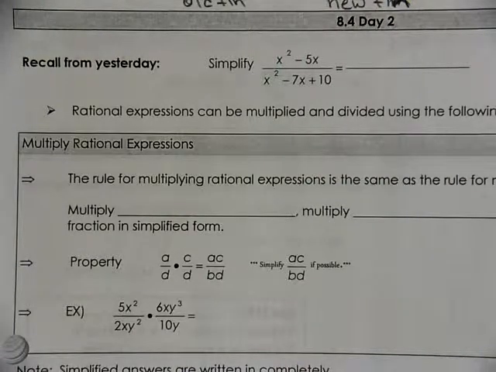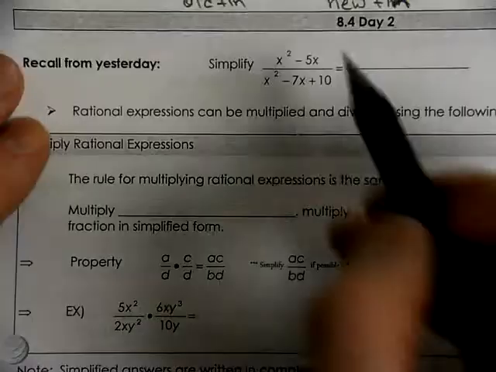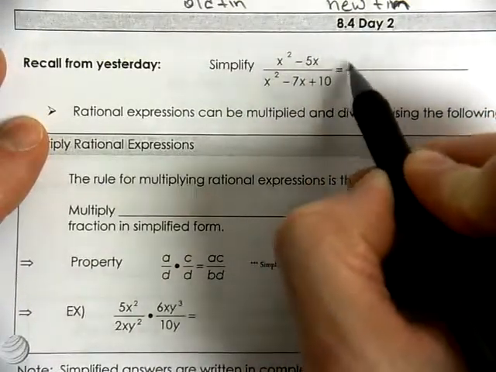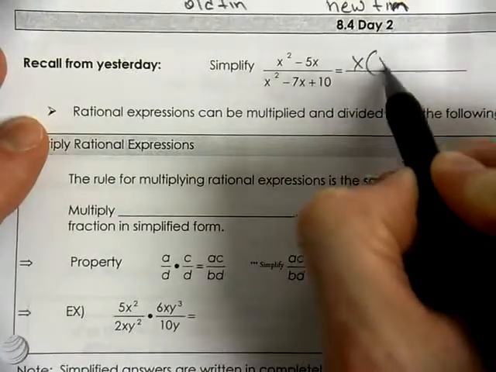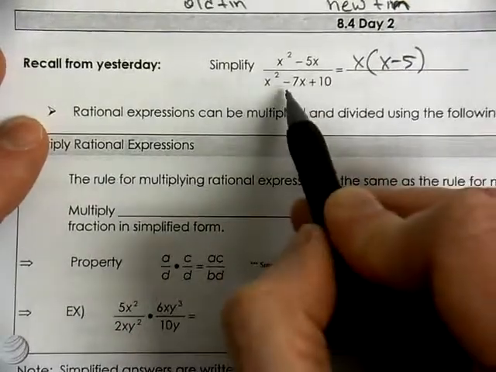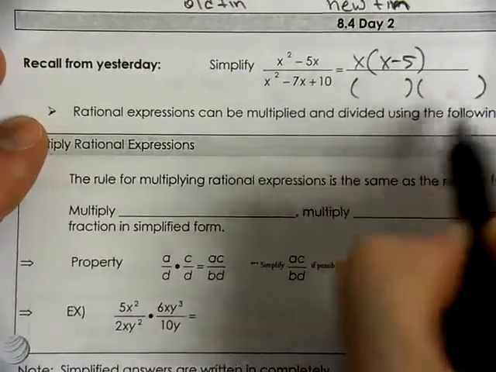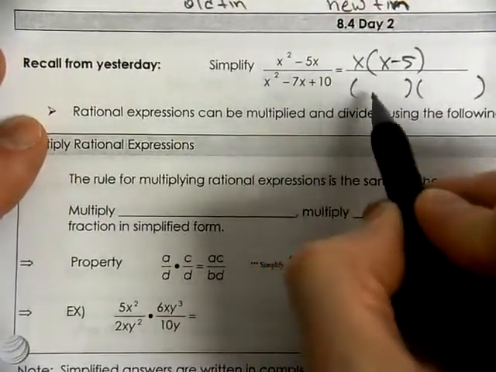This is 8.4, day 2. We're going to factor apart our numerator. This is x minus 5. Factor apart the denominator. You can break that into two binomials.